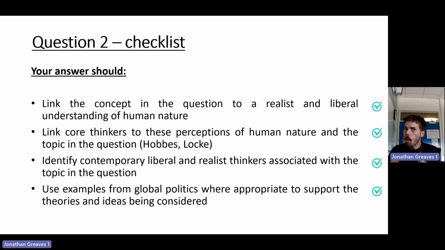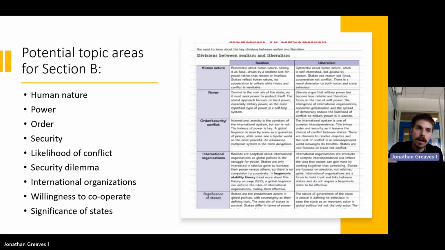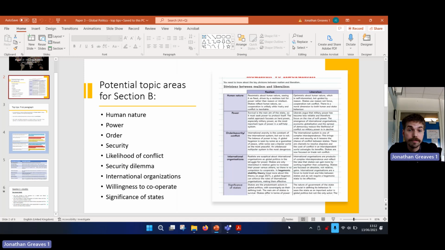So one last thing, do all four things, I beg. Human nature, links to core thinkers, links to contemporary thinkers, realists and liberals, and examples. Three paragraphs for section B. One paragraph is going to be on human nature, another paragraph on the thing that the question is asking, and if you need to, make links to other aspects related to the topic in the question.